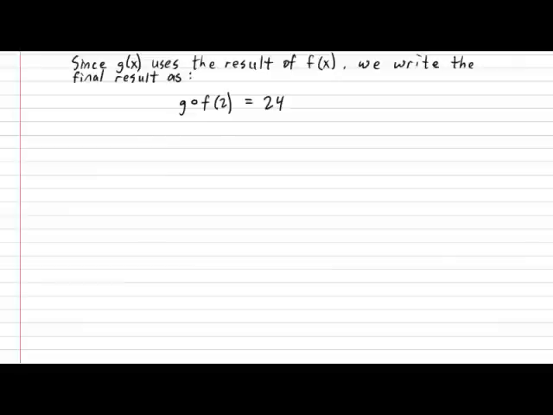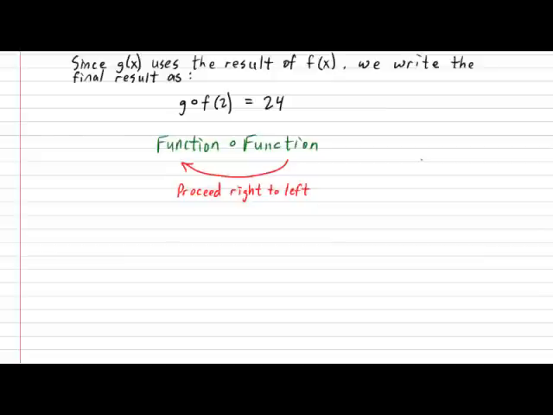So let's get this down in an important color if you don't mind. What you see, in fact, proceeds from right to left. So in our example, f is done before g. Or in other words, g uses the result of f. So the order is extremely important, and you have to pay attention to that.